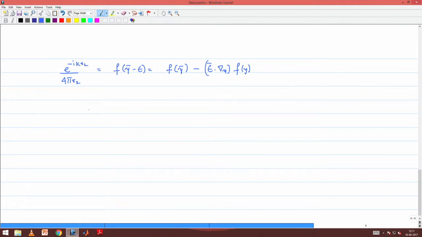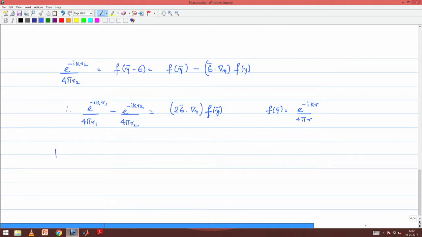Now, what we will do is therefore, e to the power minus i k r1 divided by 4 pi r1 minus e to the power minus i k r2 divided by 4 pi r2 will read as 2 epsilon dot gradient in respect of the y variable of the function f calculated at the vector y. So, this is the expression, and remember f y would be e to the power minus i k r by 4 pi r, not r1, not r2, but at r, right. So, this is what we will have.